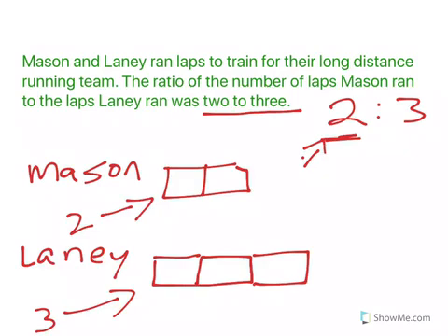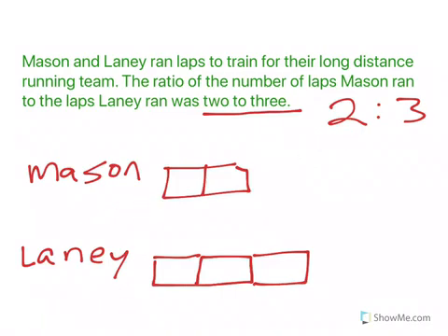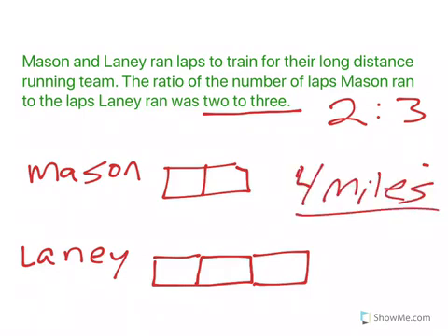Here's the thing. We don't actually know that Mason only ran 2 laps, or that Laney ran 3 laps for that matter. If you're training for a long distance run, chances are you're not just running 2 laps. You're probably running farther than that. So let's say that Mason actually ran 4 miles.